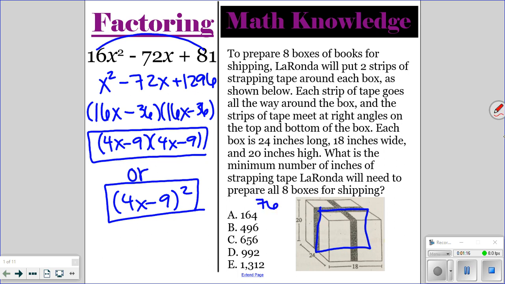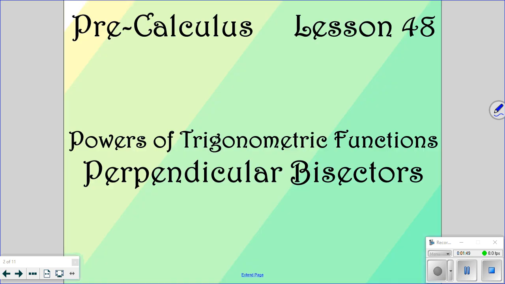And then if you go the other direction, you have 24, 20, 24, and 20, which is a total of 88. And so you need a total of 164 per box, and we're doing 8 boxes. So that gives you a total of 1,312 inches of tape.